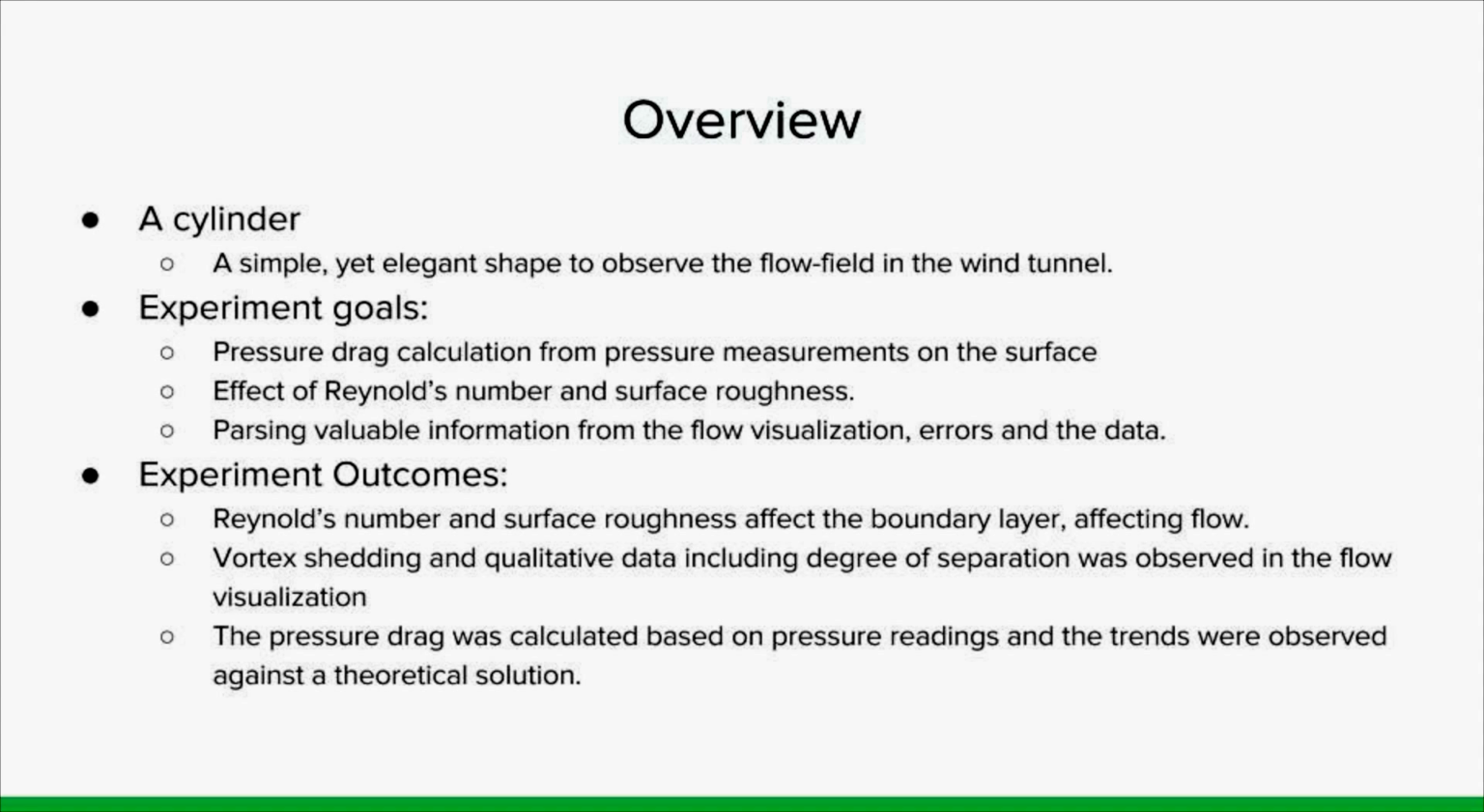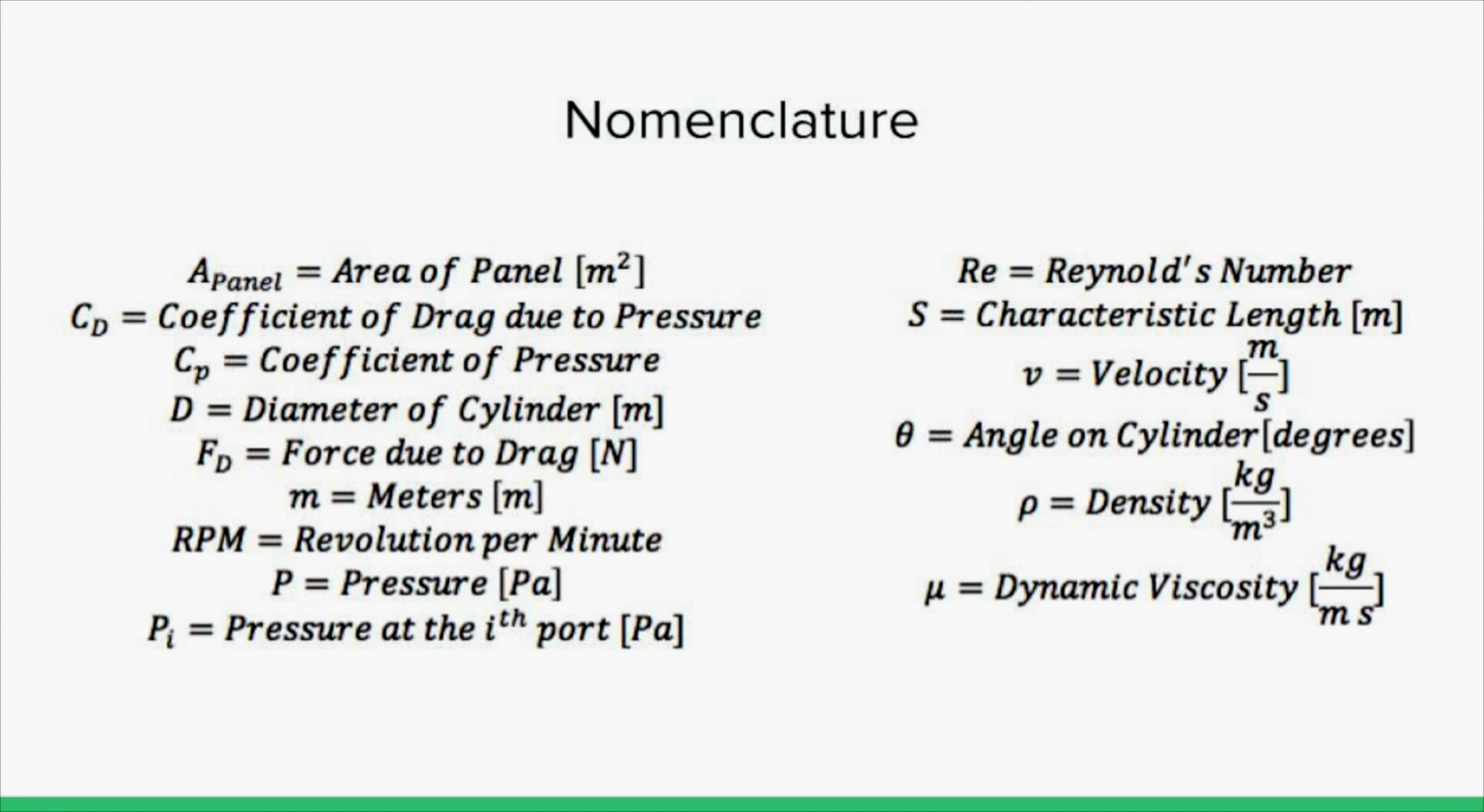The main goal of this lab was to analyze the effect of surface roughness and Reynolds number on flow separation and visualization of vortex shedding related to the quantitative and qualitative characteristics of fluid flow. The pressure drag trends that were calculated based on the pressure readings were compared to a theoretical solution. The team hypothesized that the coefficient of pressure would decrease with addition of the trip strip due to a delay in flow separation. Throughout the experiment, the following nomenclature will be used.